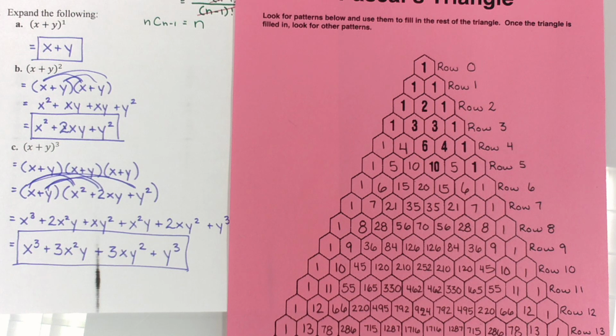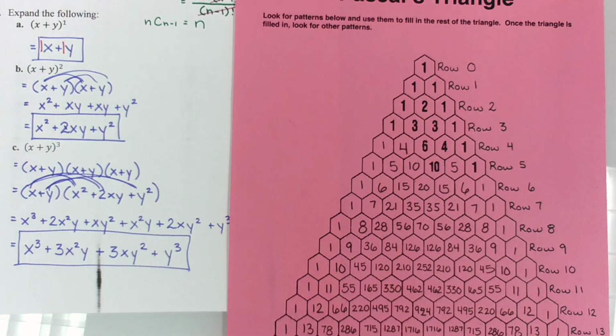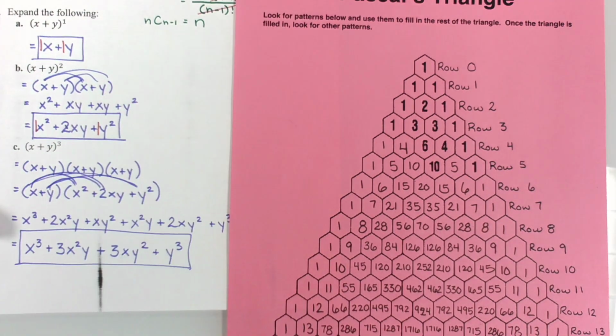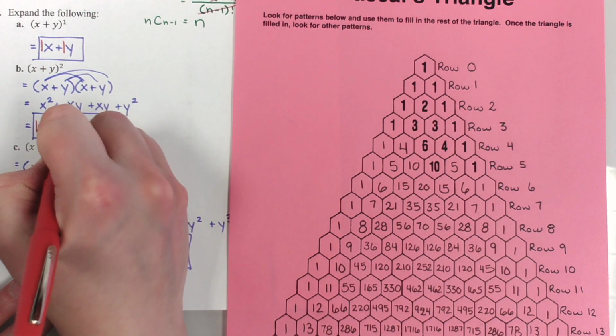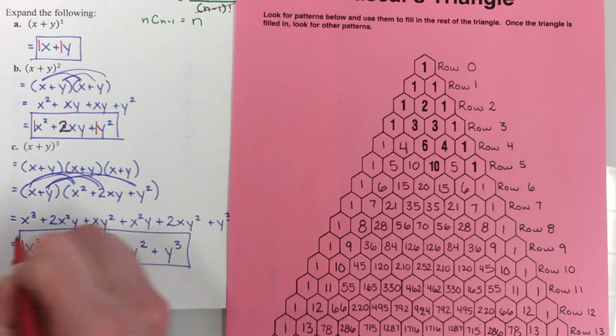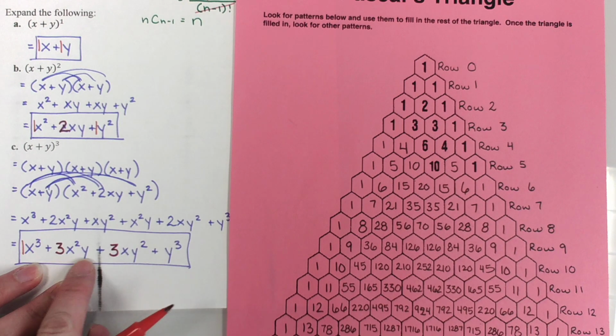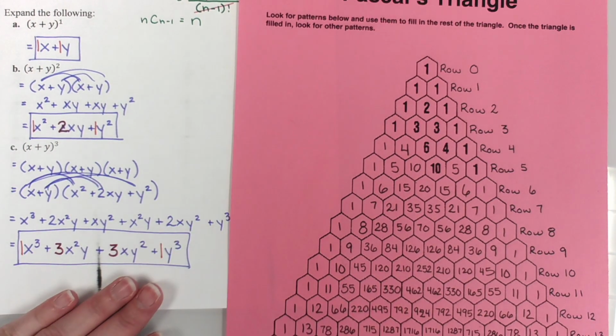X plus y, quantity to the power of 1 is 1x plus 1y. X plus y, quantity squared, is 1x squared plus 2xy plus 1y squared. And I'm going to emphasize that too as well. X plus y quantity cubed is 1x cubed plus 3x squared y plus 3xy squared plus 1y cubed.